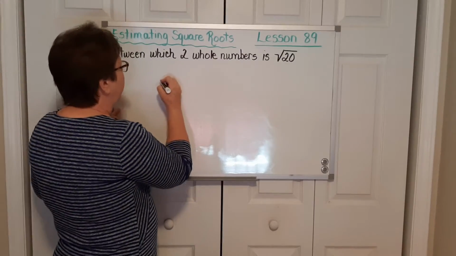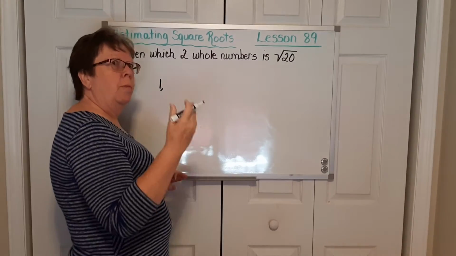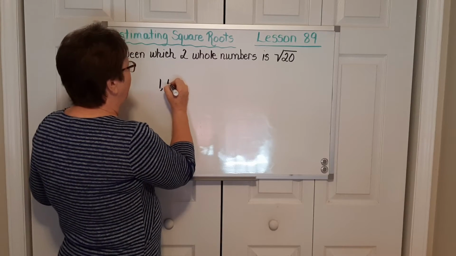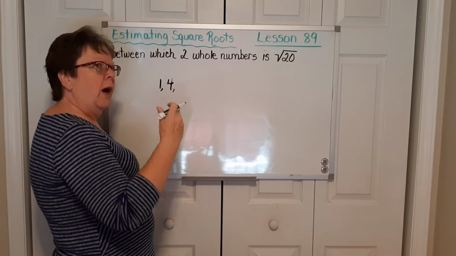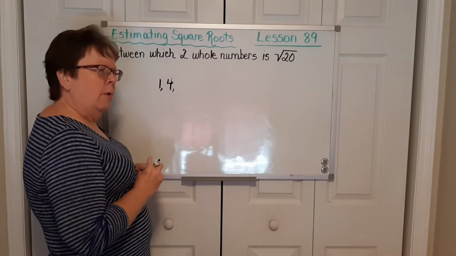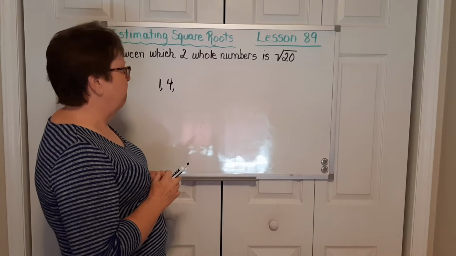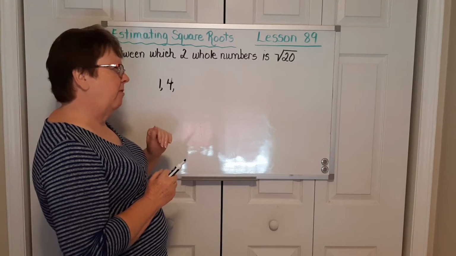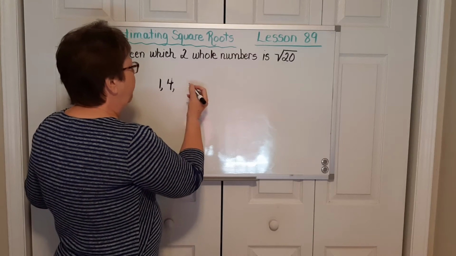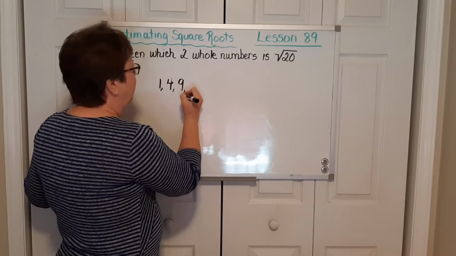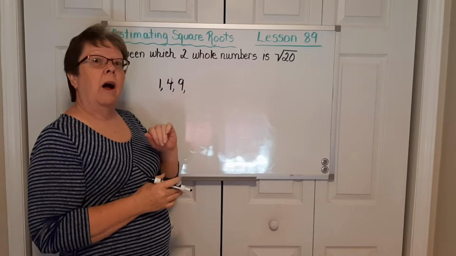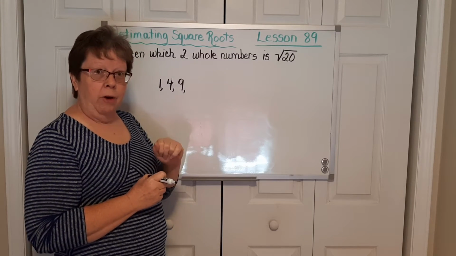So we'll start with 1, because the square root of 1 would be 1. 1 times 1 is 1. The next one would be a 4, because 2 times 2 is 4. Can you think of what the next one would be after 4? Just kind of keep going up. 5? No. 6? No. And if you found 9, that's correct, because 3 times 3 is 9. See, we're listing in order numbers that have perfect squares, okay?